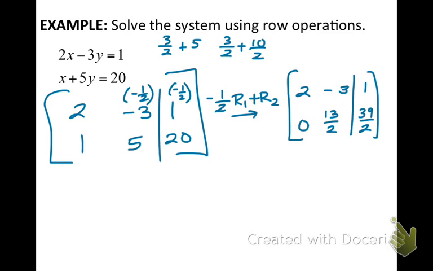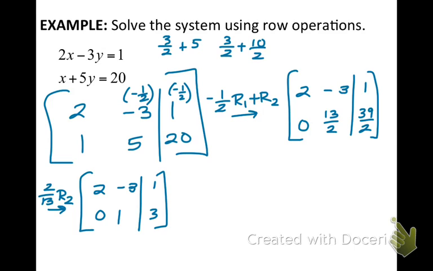Yeah? Yep, so now let's get a 1 here. So multiply by the reciprocal, 2/13. So let's do a 2/13 R2. So row 1 still has not changed. So 0, 1, and then, yeah, so it would be 39 divided by 13, which is 3. -3 to 0. Yep, let's get that to a 0 next.